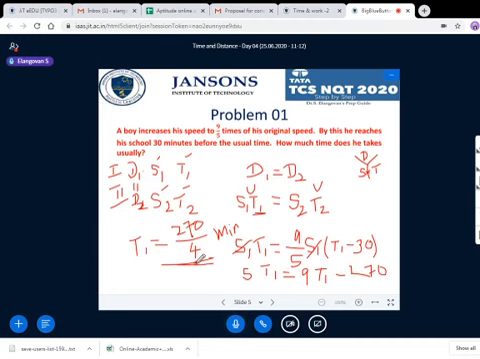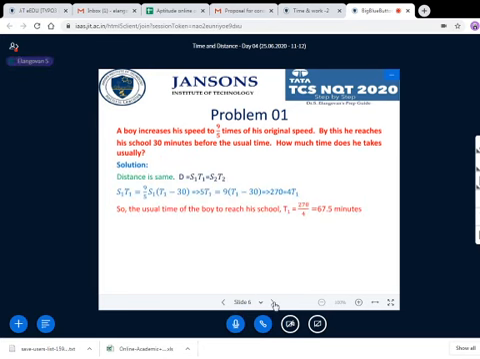Suppose the options are given in mixed fractions or decimals, then you have to do accordingly. Or if it is a fraction, then 270 by 4 is fine. I hope it is clear.